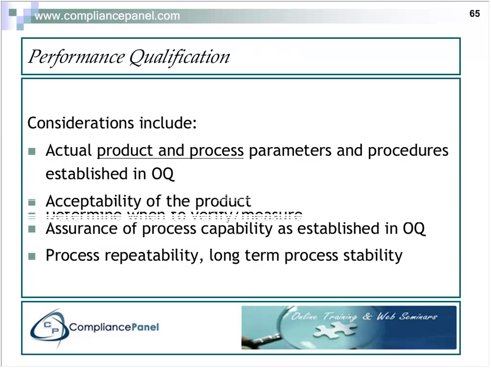Considerations: actual product and process parameters and procedures were established in OQ. We should be using those. We should understand what's acceptable product and what's not. We should have assurance of a process capability, which was established in OQ. And we're going for process repeatability, long-term process stability. We want this to operate as long as possible without requiring any adjustments in the process.